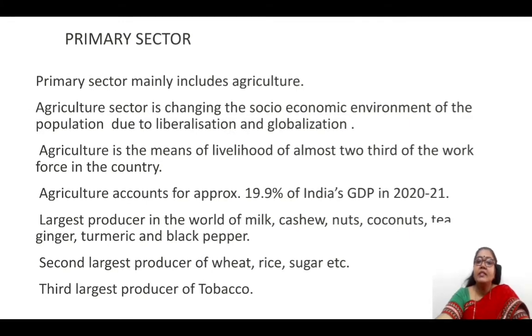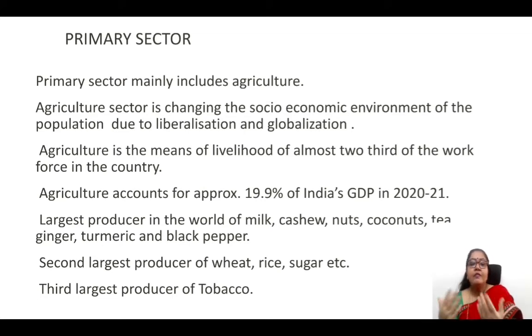So, the primary sector includes anything to do with agriculture and its products. Basically it involves all the raw materials available in the market. So you make use of the raw materials available in the market and try to give your goods. That is your primary sector. The agriculture sector is also changing because there are a lot of socio-economic and environmental changes happening. Liberalization and globalization have happened. So again, that has brought about a lot of change in terms of agriculture.